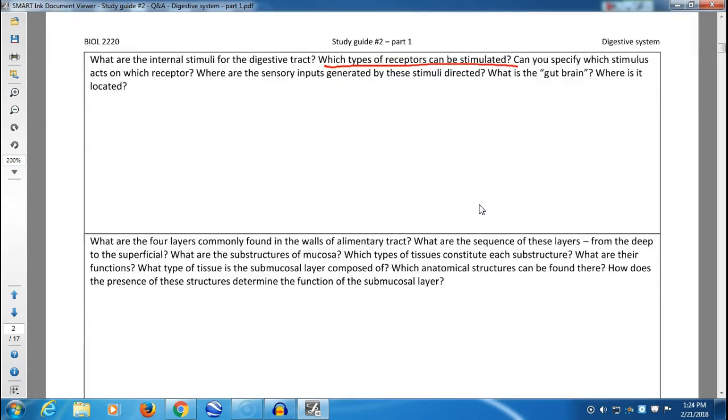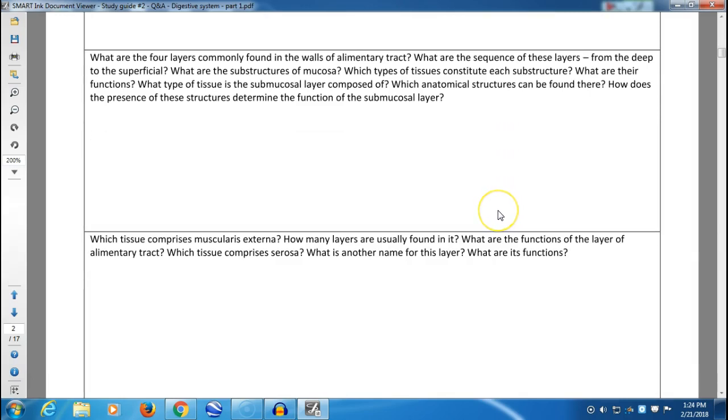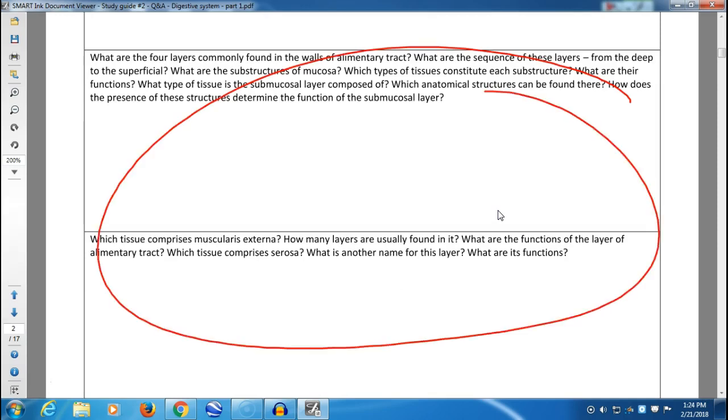What are the four layers commonly found, from deep to superficial? Mucosa, submucosa, muscularis externa, serosa. What we're going to do is just review this whole thing, and pretty much skip through many of these questions. So, mucosa consists of epithelium, okay, what else? Lamina propria and muscularis mucosae.